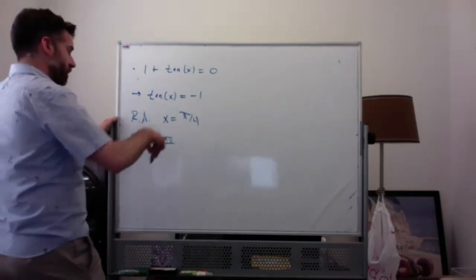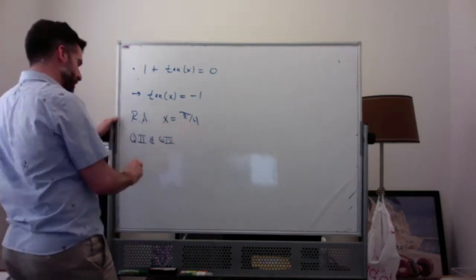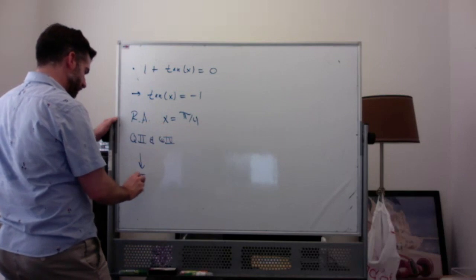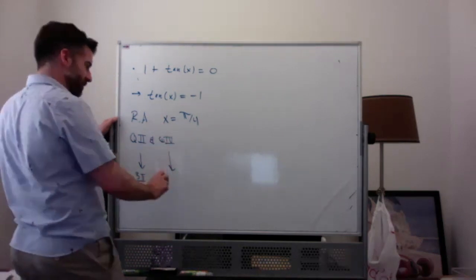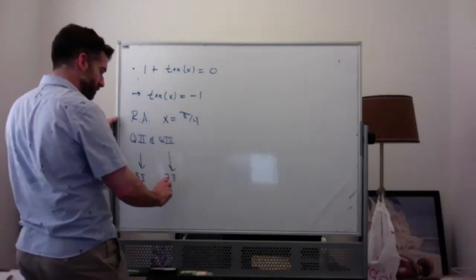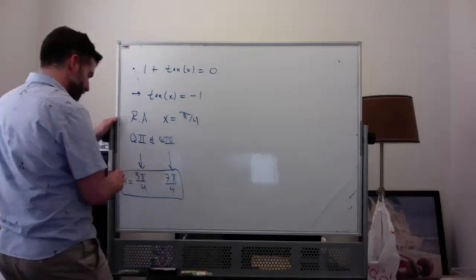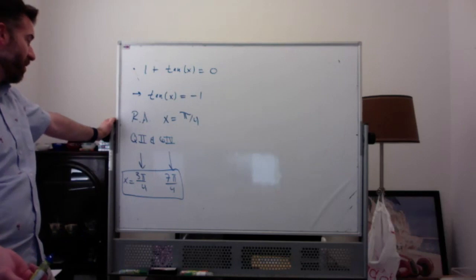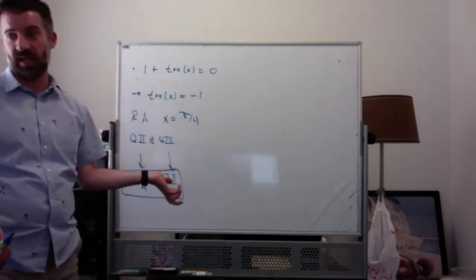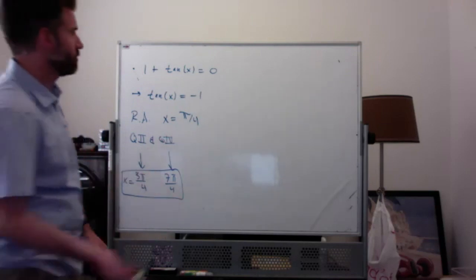So in quadrant 2, the angle with pi over 4 as reference angle is going to be 3 pi over 4. And in quadrant 4, the angle with pi over 4 as reference angle is going to be 7 pi over 4. So those are our values for x. And if you want, you can always plug those back in and check if they're right. You don't have to, but you could if you wanted to.